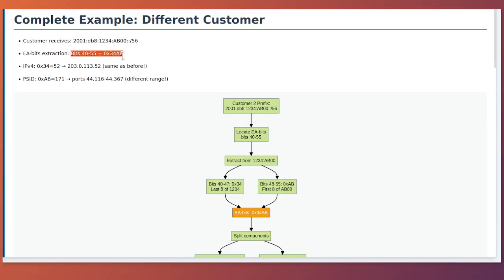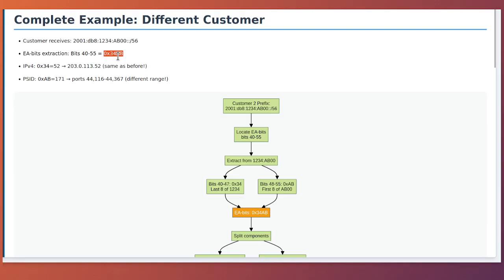The rule prefix is /40 and the user prefix is /56, so EA bits are at bit positions 40 through 55. Step 2. Extract EA bits from the prefix. Looking at hex groups, group 3 is 1234, covering bits 32 through 47, and group 4 is AB00, covering bits 48 through 63. We need bits 40 through 47 from group 3. The hex 1234 in binary ends with 0011 0100. The last 8 bits are 0011 0100, which is 34 in hex.